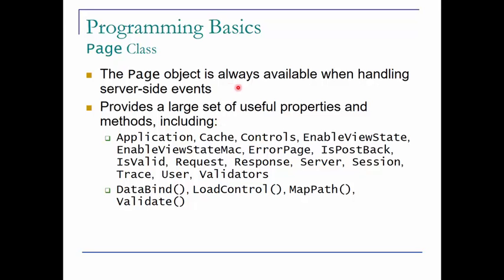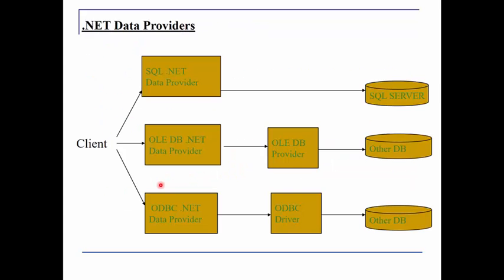So page class basically holds all the controls, and it provides us various methods like dealing some attributes of application, caching, view state, for example, postback event, request response object. So these attributes methods are available with the page class. Once you have access to the page object, then you can manipulate them. Similarly, data bind load control, and we will see in upcoming labs.